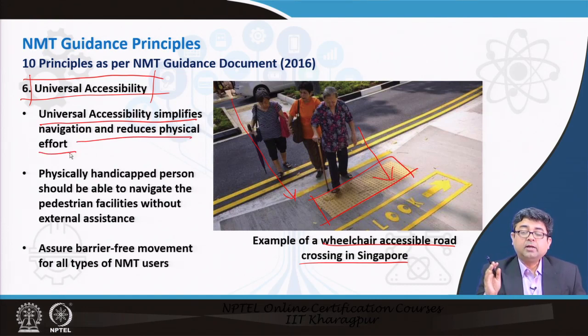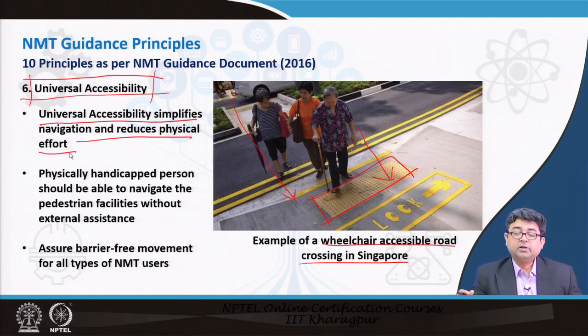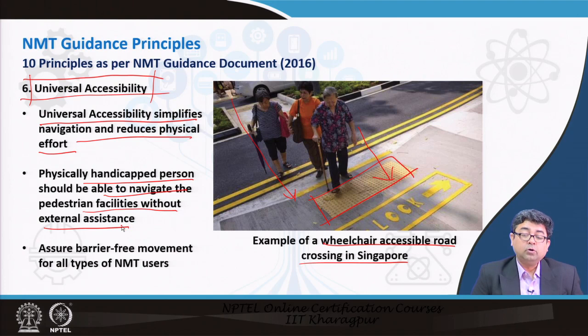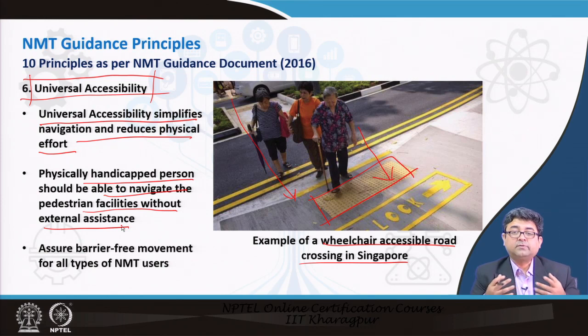When we are talking about NMT users, we have to always realize that there is a level of physical effort that goes into walking or bicycling. So, we have to always try to minimize that physical effort. A physically handicapped person should be able to navigate the pedestrian facilities without external assistance. So, that should be our goal. Our goal should not be that a specially abled person will always have somebody helping him or her. He or she should be able to navigate through these facilities by themselves. That should be our aim while designing these NMT facilities.